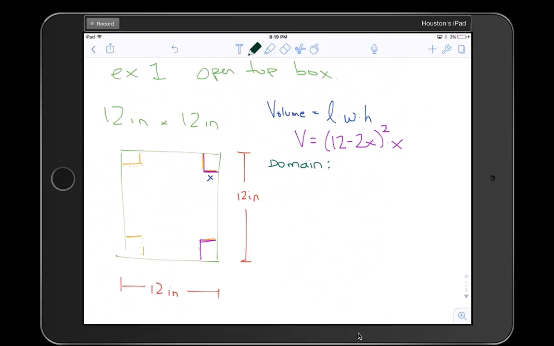So if you think about it, the largest x value could really be a 6, because if I substitute 6 in for x, then one of my dimensions would really be 0. I'd have a height of 0. So my domain, I would say, is 0 less than x, which is less than 6. We're not equal to, because if we were, then we wouldn't actually have a box at all.